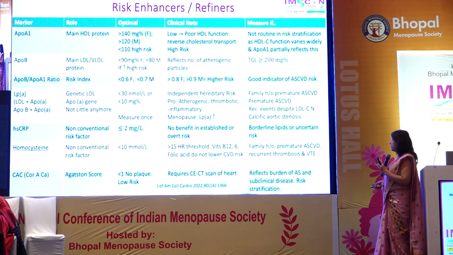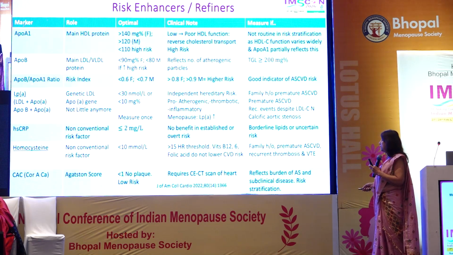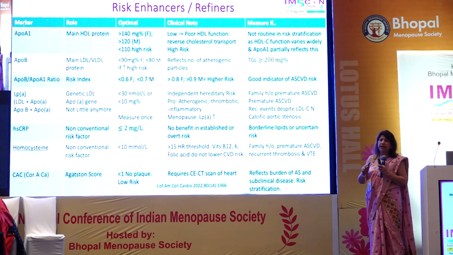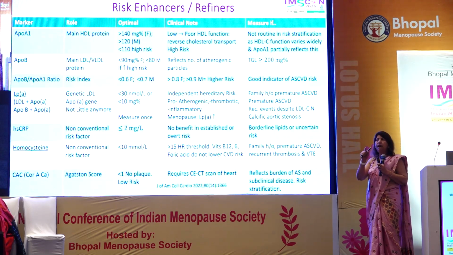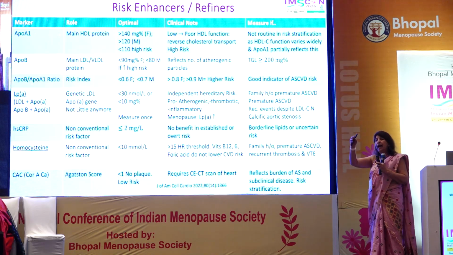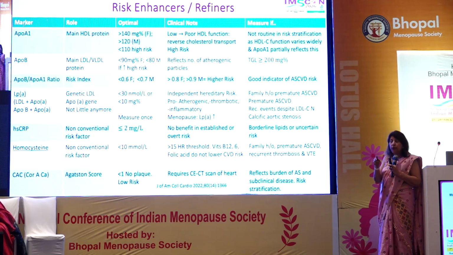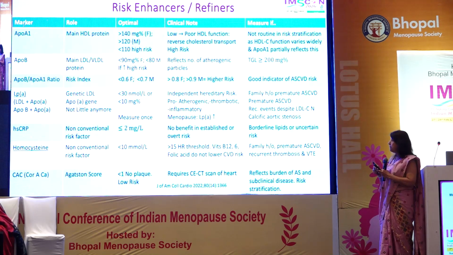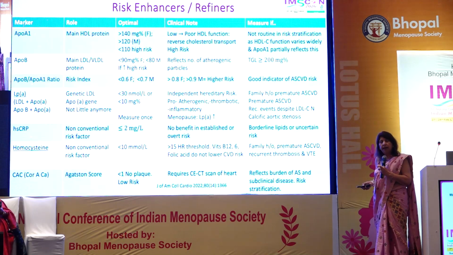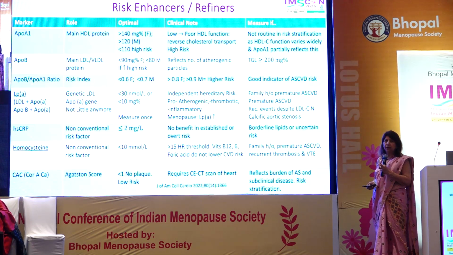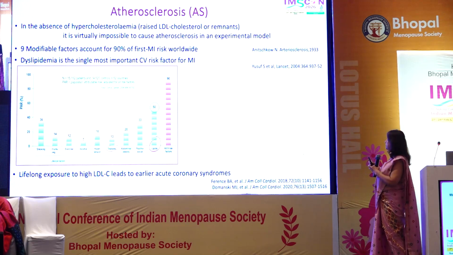Then coronary artery calcium, this is done by a CT scan of the heart, and this is very beautiful. It gives you the Agatston score and amount of plaque, 0, 0 to 1, up to more than 1,000. So you can actually check what is the level of the subclinical disease by doing a CAC, but we can leave this investigation to the cardiologists.